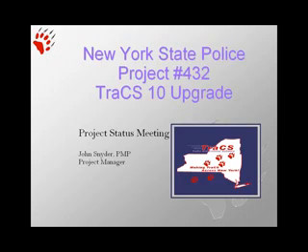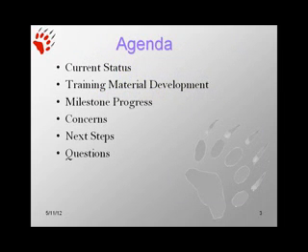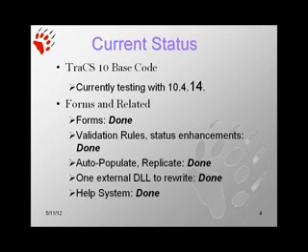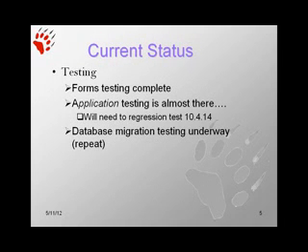So basically the current status, training material development and some other things. This is what I'm going to go over real quick. Our current status: the TraCS 10 base code, version 10 is what everybody knows it as. We're actually on 10.4 and then our release 14. We started somewhere around 10.3 when we started looking at this. The forms are done. Validation rules, status enhancements, everything's done. Auto-populate, replicate, done. External DLLs, done. Help system, done. So we are really getting there.